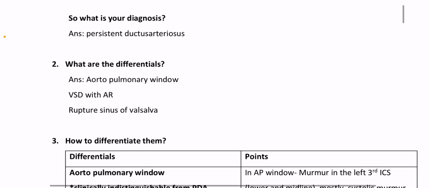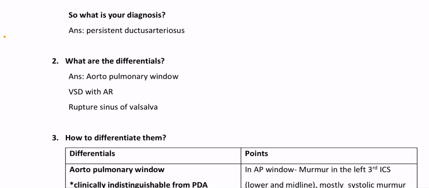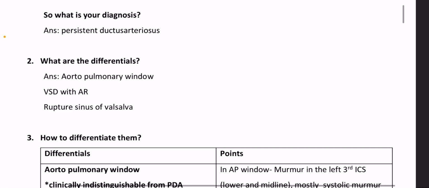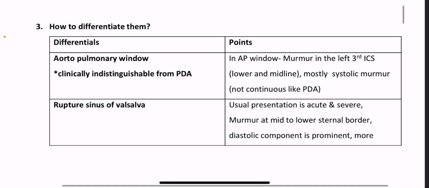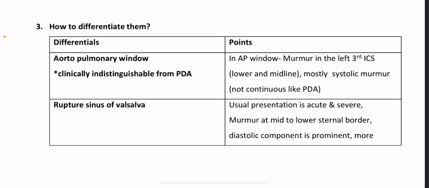So, what is your diagnosis? Persistent patent ductus arteriosus. What are the differentials? Aortopulmonary window, VSD with AR, ruptured sinus of Valsalva. How to differentiate them? Aortopulmonary window is clinically indistinguishable from PDA.